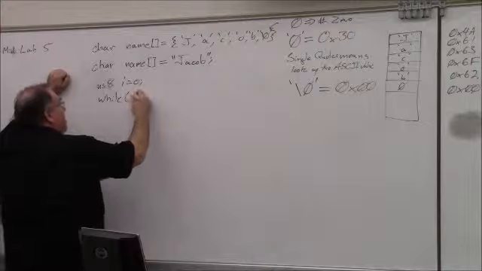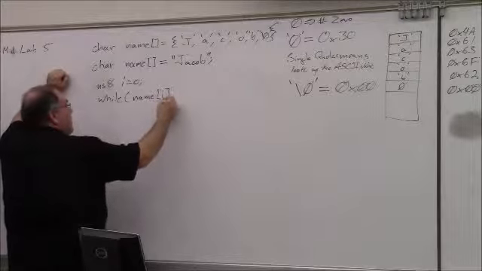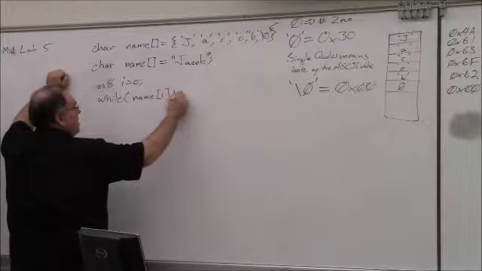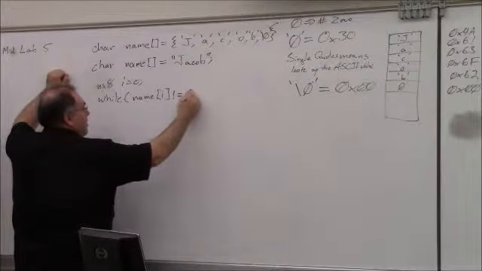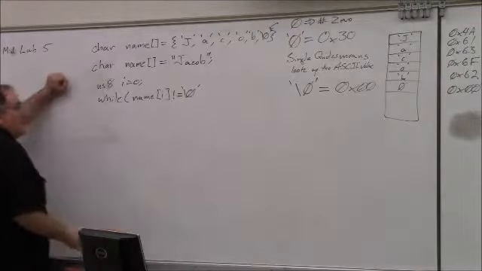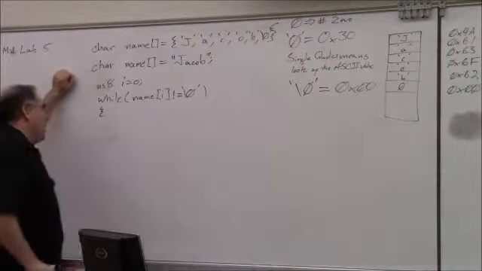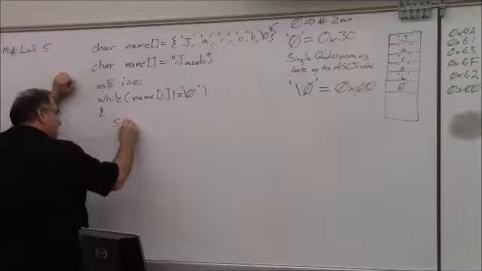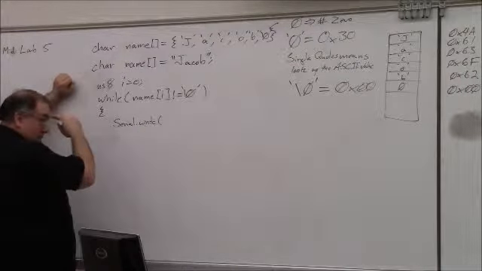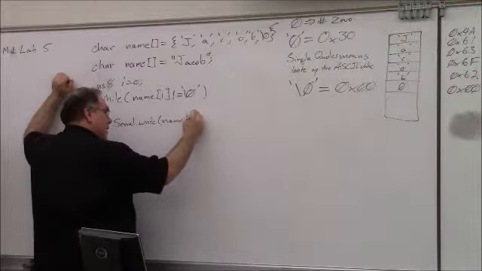And we say while name at position I, position I is currently 0, while it's not equal to 0, or we could say '\0' with quotes around it. Either one will work. Then loop, and we could do Serial.write name, position I.